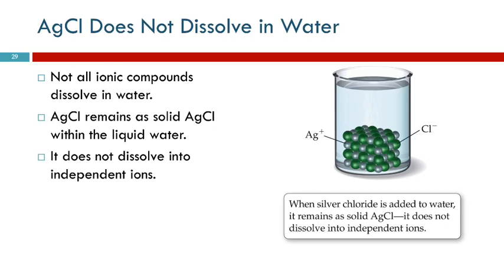It's complicated why some ionic compounds dissolve and others don't. But silver chloride will just sit there as a lump. It will not separate into ions. So this is not going to conduct electricity because there's no ions here. So this would be a non-electrolyte.